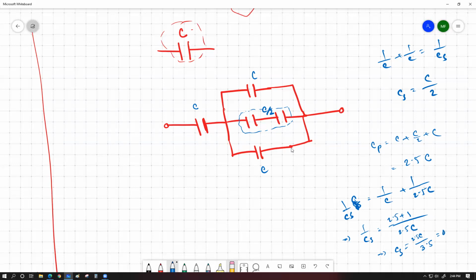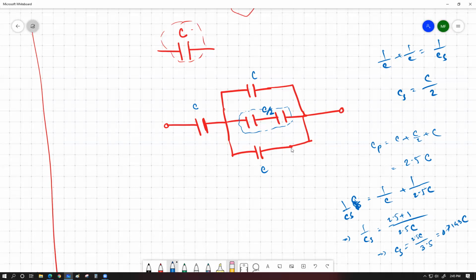0.7143. 0.7143 C. This is the total capacitance of this whole combination. That is the basic mechanism of calculating capacitance. The combined capacitance calculation, if we have equal capacitances, is actually quite simple.